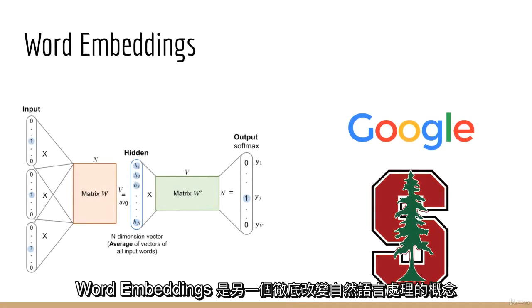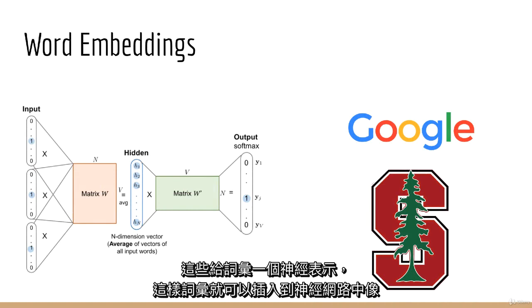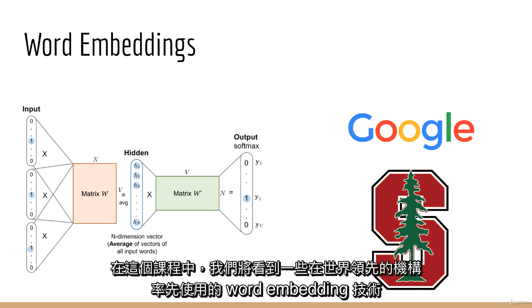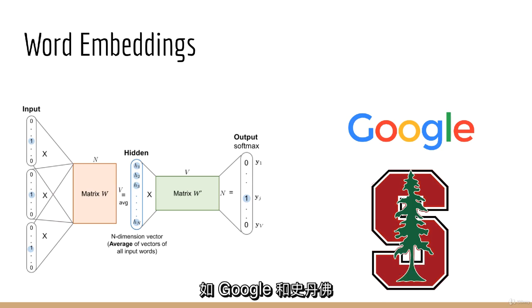Word embeddings are another concept which has revolutionized NLP. These give words a neural representation so that words can be plugged into a neural network just like any other feature vector. In this course, we will look at a few word embedding techniques pioneered at world-leading institutions such as Google and Stanford.